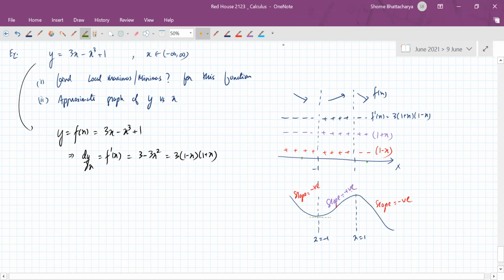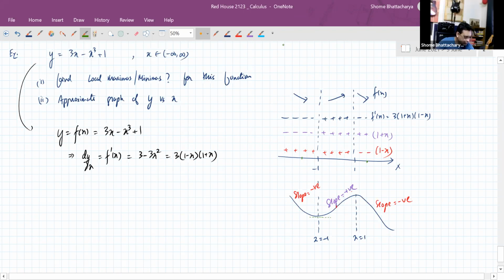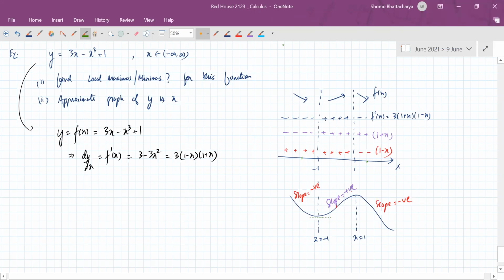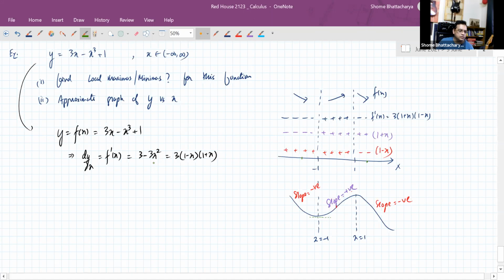Sir, how did you get the point root 3? Sorry? Sir, because 3 minus 3x square, if we separate that, it can be root 3 minus x and root 3 plus x. No, beta, it is root 3 x. It's minus 3x square, right? When would root 3 come? If it had been 3 minus x square.